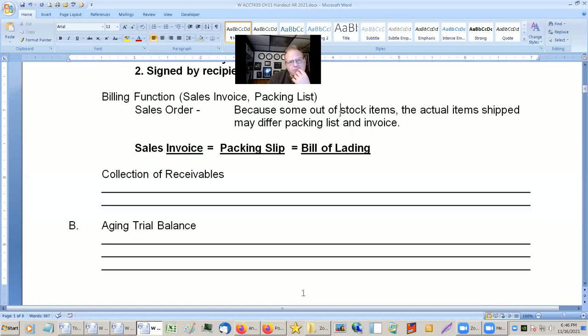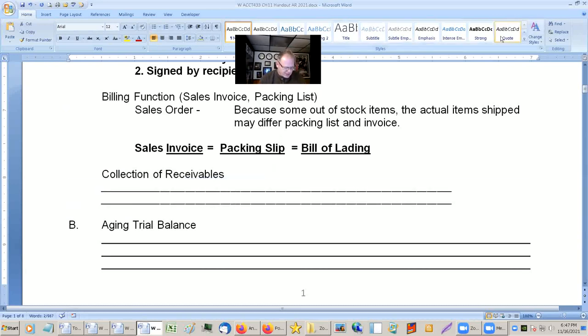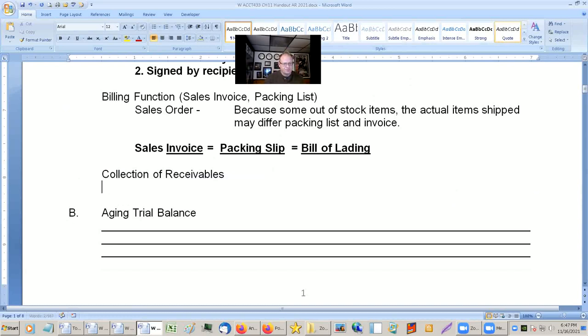Any questions on that? Collection of receivables. And this is one of those things that is more difficult than you would think, but collection of receivables, they usually have some kind of credit policy.